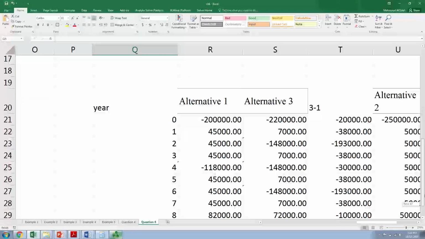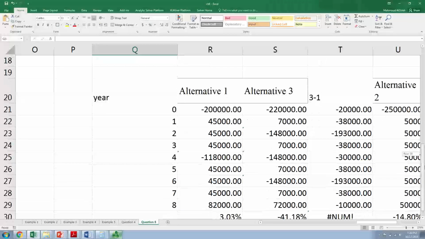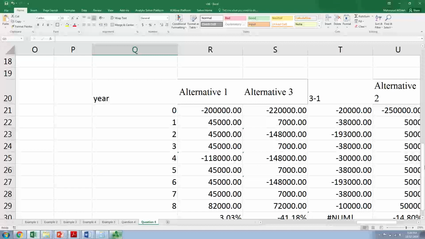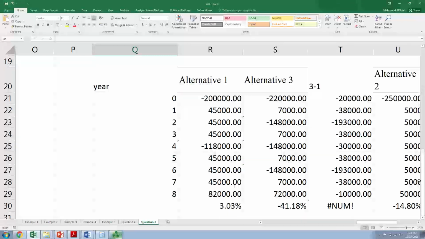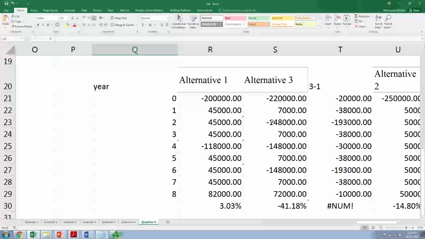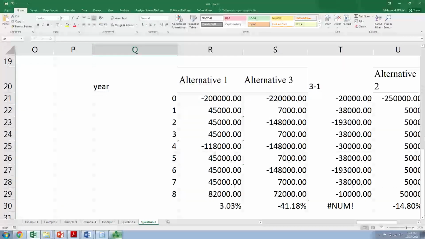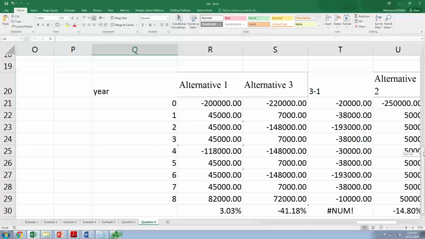So, starting with alternatives 1 and 3, you build the cash flow for 1 and the cash flow for 3, as you see here on the screen. Alternative 1 has 2 cycles, and alternative 3 has 4 cycles. You build the cash flow, and then you do the subtraction, the higher cost minus the lower cost.